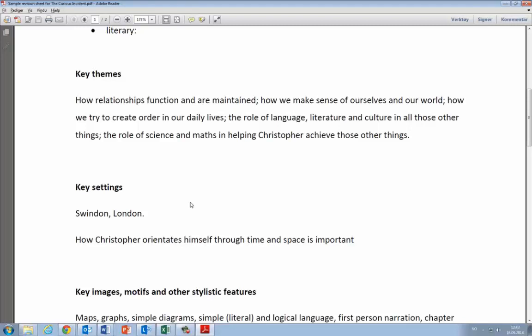So now we move on to the next section I've suggested, called Key Settings. Now, as with key context, I don't think this is hugely important for the Curious Incident. Obviously the two main settings are Swindon and London, and certainly if you know the topography and the social associations of these places, there is quite a lot of humour here. Swindon is regarded as an extremely boring place to be, for example, so that can add to the humour. It's also suburban, it's small, it's more manageable for someone like Christopher than, say, London is.